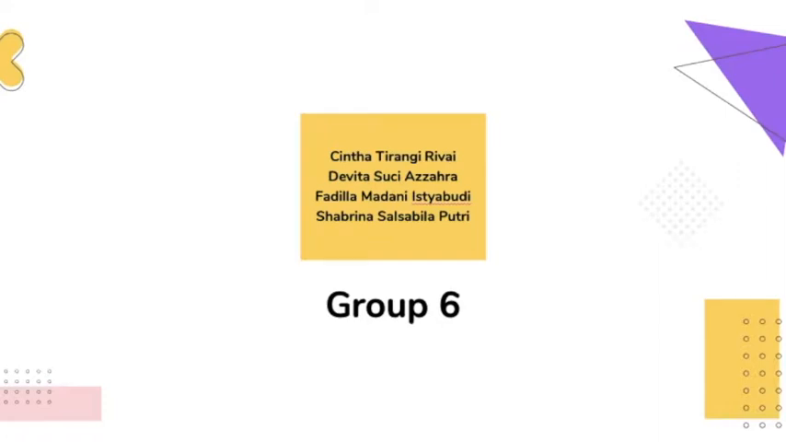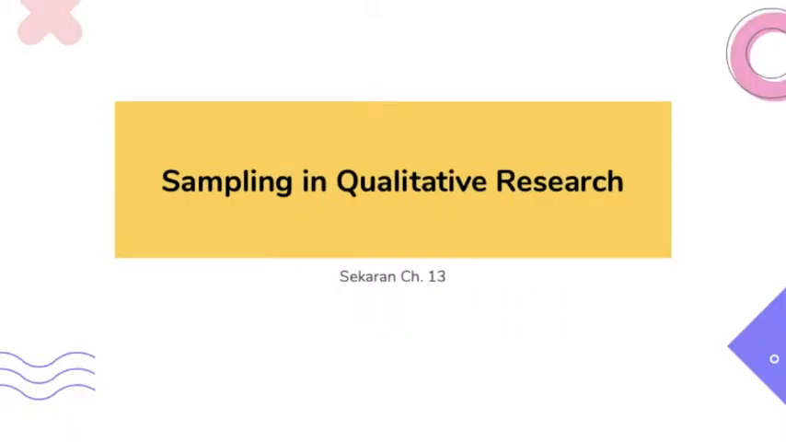So these are the group members. My name is Cinta, and there will also be Devita, Fadila, and Shabrina. First, we will be explaining about sampling and qualitative research from the Sekaran book, chapter 13.